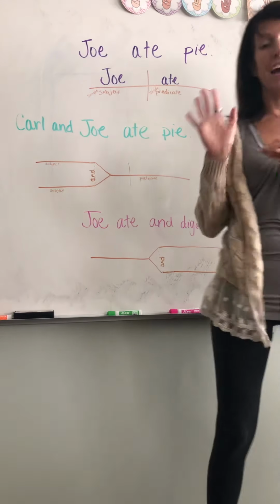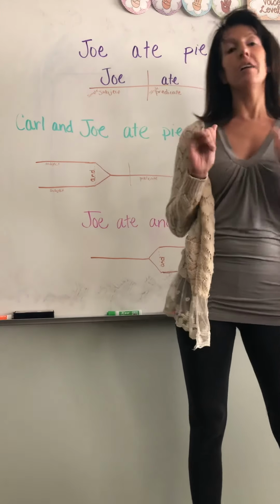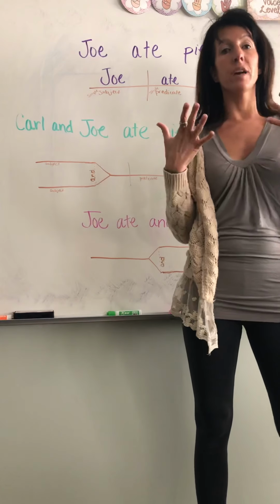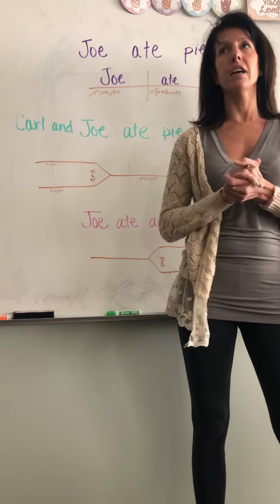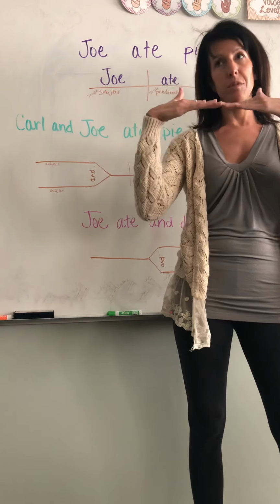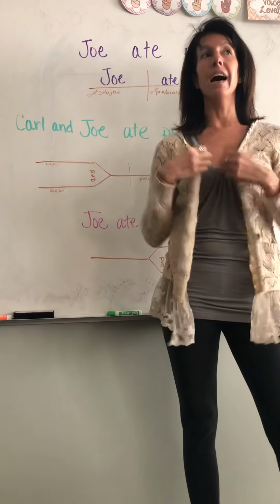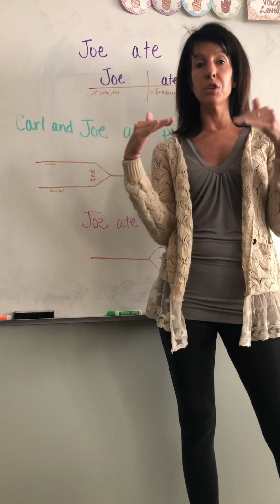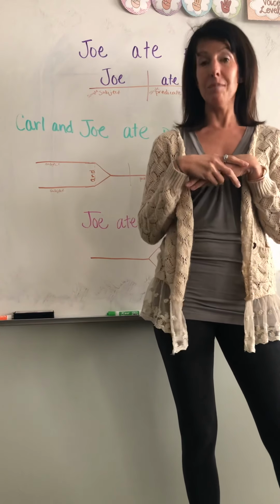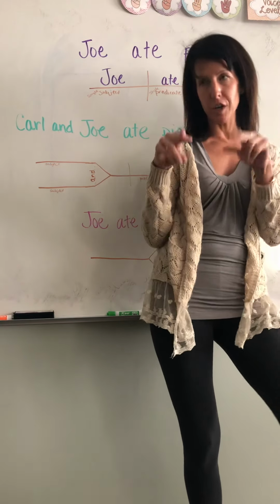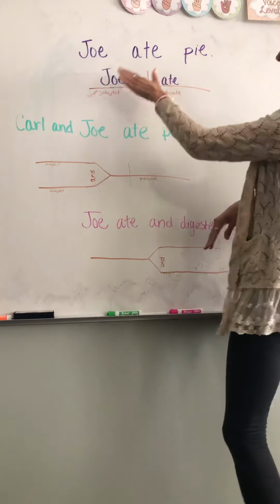Talk about compound subjects and compound predicates. So you know what a compound word is, right? Like baseball, two words put together, or pancake put together. So a compound subject means there's two subjects, and a compound predicate means there's two verbs. So we're going to look at this simple sentence.